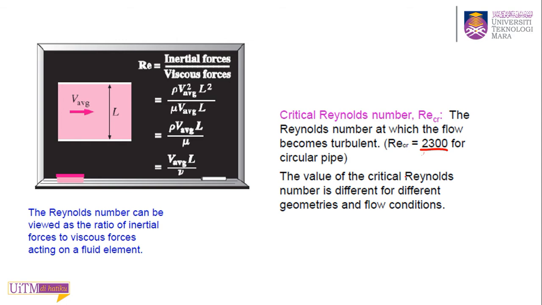This critical Reynolds number depends on the geometry, whether it is circular, square or rectangular. But mostly, because in chapter 4 we are dealing with flow in pipes, and pipes are circular, this number is crucial. When you calculate the Reynolds number, you can refer to this critical Reynolds number, because mostly we are dealing with pipes.